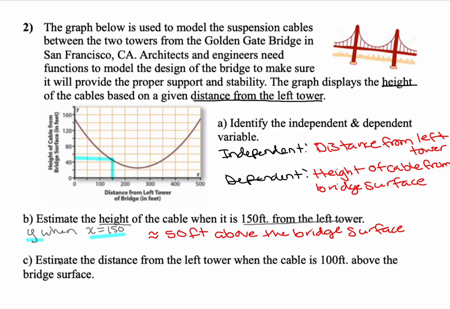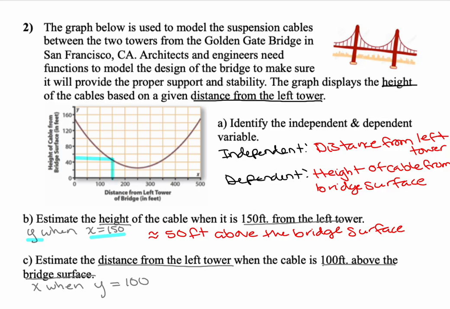The next question says, estimate the distance from the left tower. So this is going to be a little different. Distance from the left tower, which is, we know that that is the x. We don't know the x. We want x when, and we're told that the cable is 100 feet above the bridge surface. So that's the height. 100 feet above the bridge surface is when y is equal to 100.